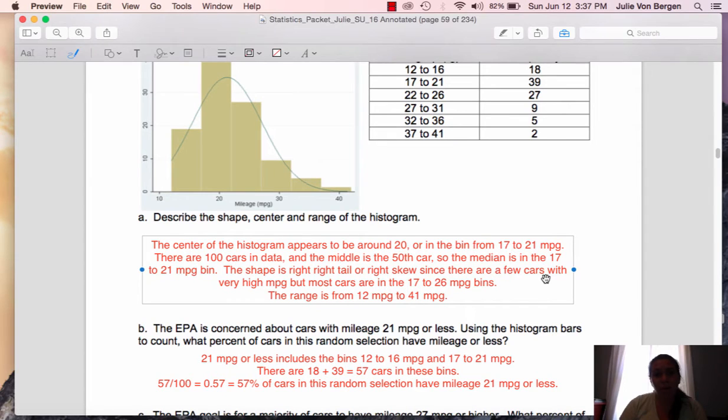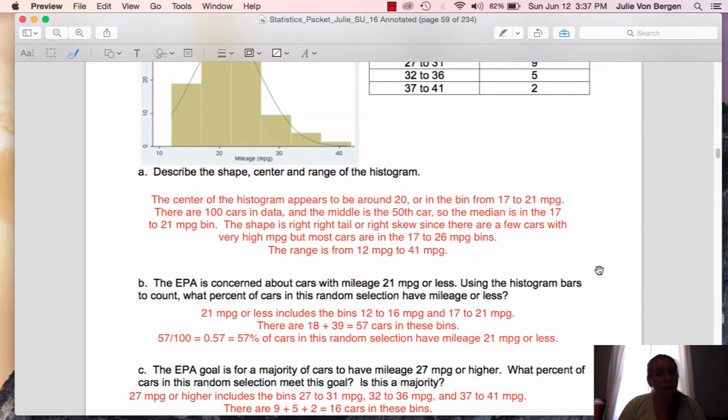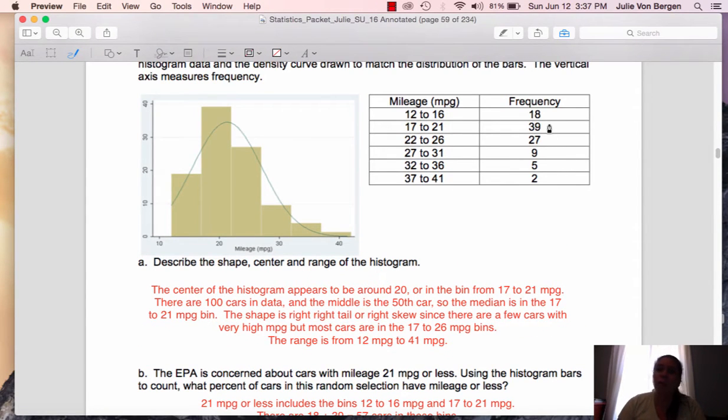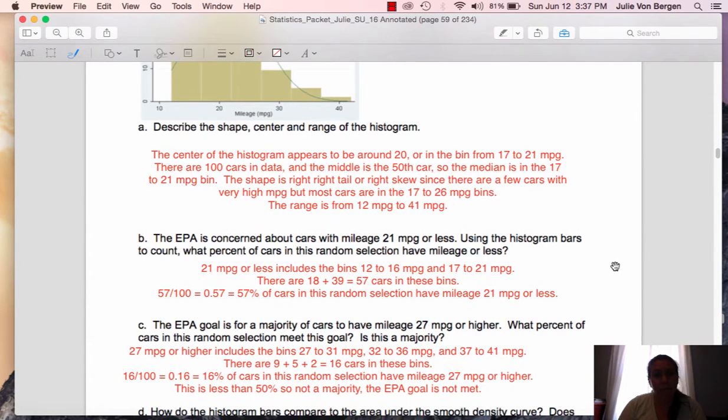So the center of the histogram looks to be about 20, or somewhere in the bin from 17 to 21 miles per gallon. There are 100 cars in this data, and the middle is the 50th car. So we can check, the median is going to be in that 17 to 21 miles per gallon bin. Notice, 18 plus 39 totals more than 50, so we've got more than 50 cars in these first two bars. So the 50th car is somewhere in the bar from 17 to 21 miles per gallon.